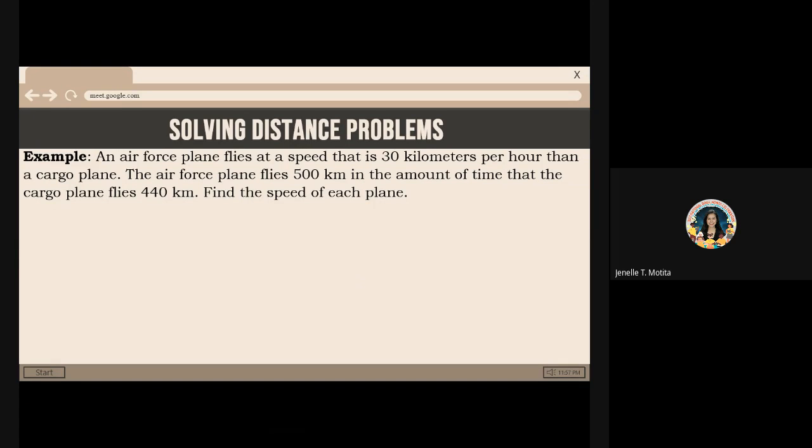Okay, now let's have solving distance problems. Let me read. An Air Force plane flies at a speed that is 30 kilometers per hour faster than a cargo plane. The Air Force plane flies 500 kilometers in the amount of time that the cargo plane flies 440 kilometers. So find the speed of each plane.